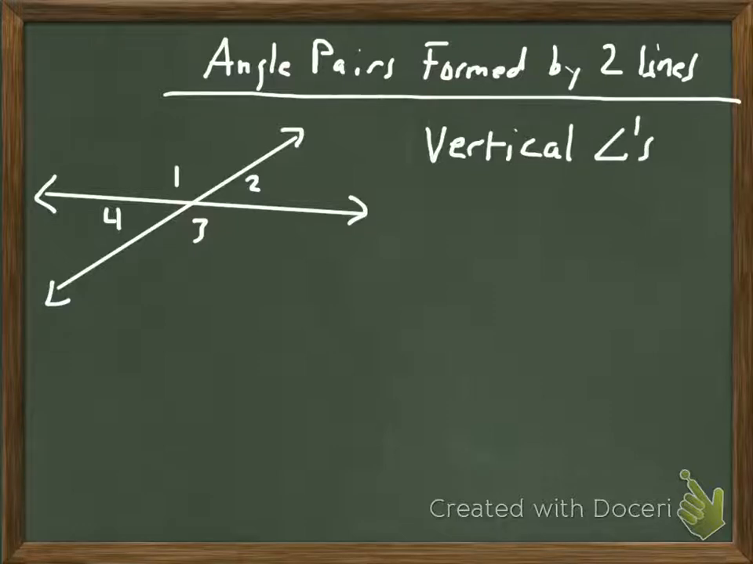And of course, the other type of angle pair that was formed by two lines intersecting were linear pairs. For instance, angle 1 and angle 4 form a linear pair. Angle 4 and angle 3 form a linear pair. Every time you have two lines intersect, there ends up being four linear pairs that are formed.